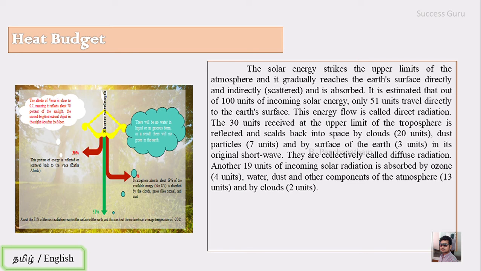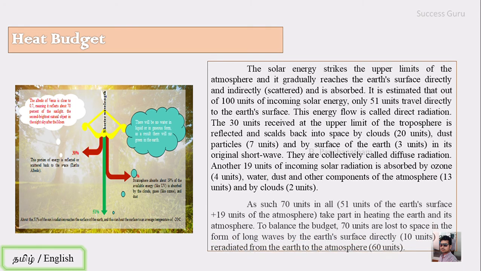The 30 units received at the upper limit of the troposphere have been reflected and scattered back to space. This reflection is by the clouds, that is 20 units, the dust particles, 7 units, and the surface of the earth, somewhere near 3 units, in its original shortwave itself. They are collectively called the diffused radiation. So this radiation has been diffused out from the earth due to the clouds, the dust particles, and the surface of the earth itself. Another 19 units of the incoming solar radiation is absorbed by the ozone, the water and dust and other components of the atmosphere and the clouds.